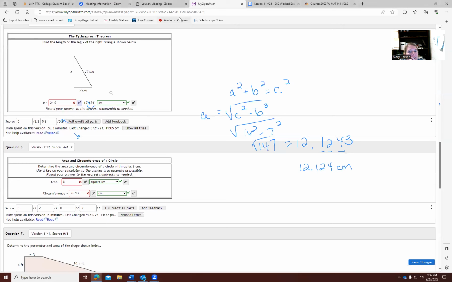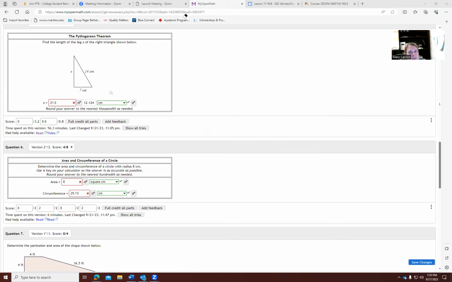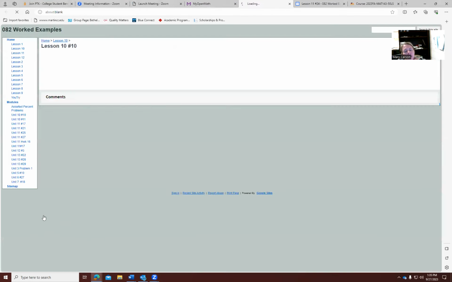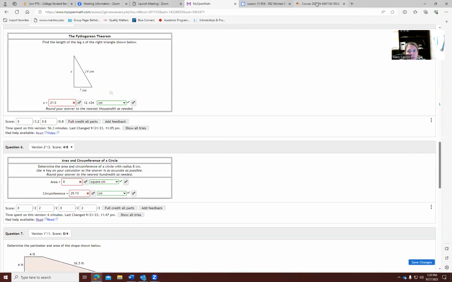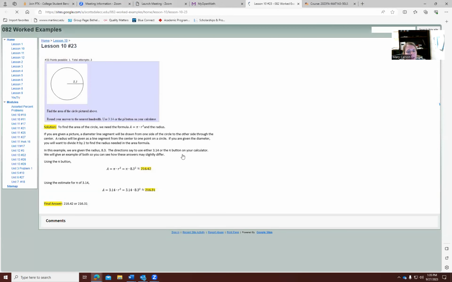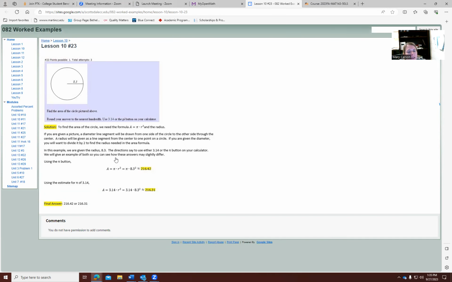Area of a circle and circumference. So again, you should have looked in your notes or watched the video ahead of time on area and circumference. If you looked at the little read sheet, it gives you the circumference formula, which is 2 times radius times pi. And then if you looked at the other one, it would give you the area, which is going to be pi r squared. It tells you to use pi as 3.14.